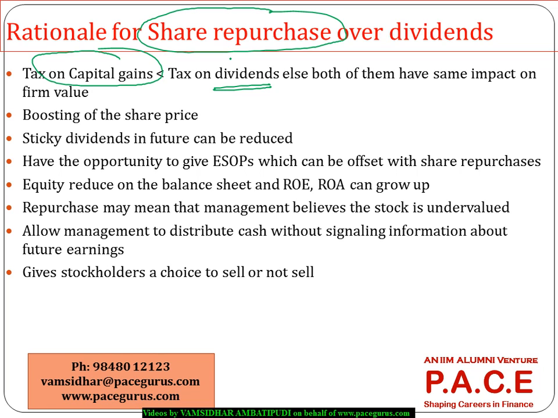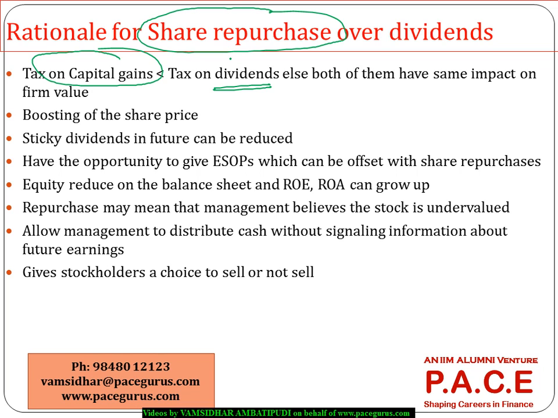Because the tax on the dividends is very, very high, the company typically does not want to declare more and more dividend because it does not favor its investors. So it will try to buy back the shares. Whosoever wants to surrender, they will surrender the shares, and because of that there could be a capital gain. But the capital gain is charged at a lesser tax compared to the dividend, so overall the investor is benefited.